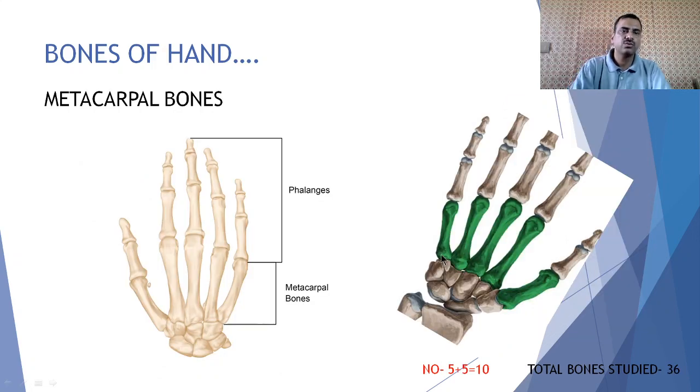Now we come to metacarpal bones. Metacarpal bones are long bones, and they are in the palm. At this level we have 5 metacarpals, and counting starts from the thumb. So this is the first, this is the second, this is the third, this is the fourth and this is the fifth metacarpal bone. An important feature you can write is that they are long bones and they attach with the carpal bones on the proximal side and with the phalanges at the distal end.